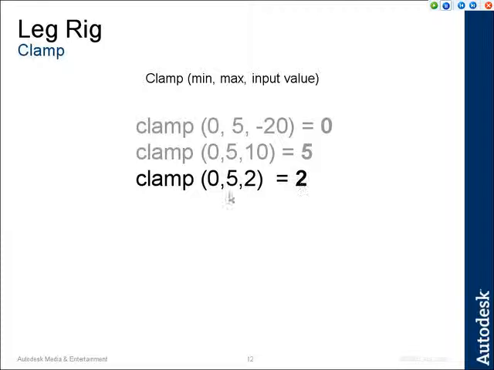So that's how clamp works. Remember, first value minimum, second value max. Third value is the input value, and then it will return anything between these two, or the minimum or the maximum, depending on what the input is.